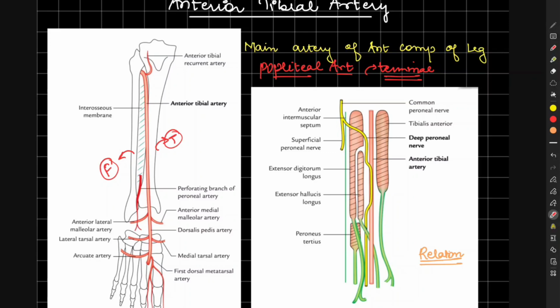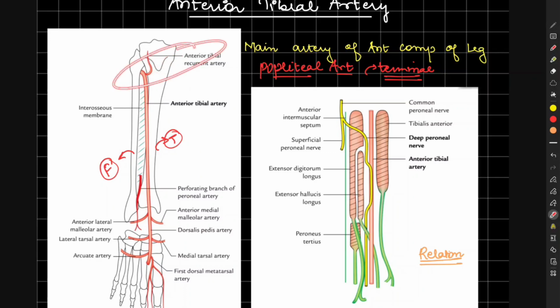We saw that the popliteal artery divides at the lower border of the popliteus, so it gives branches. The anterior tibial artery is one of the terminal branches of the popliteal artery, which begins at the lower border of the popliteus. We know the popliteus is at the back of the leg. From there, it enters the anterior compartment by piercing the interosseous membrane, passing close to the fibula and opposite to the tibial tuberosity.